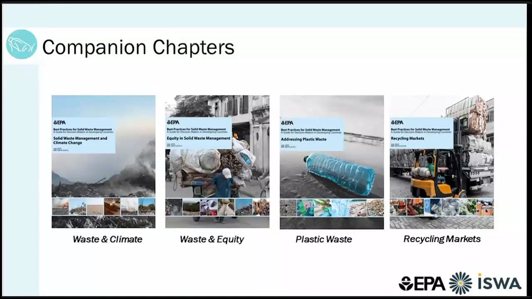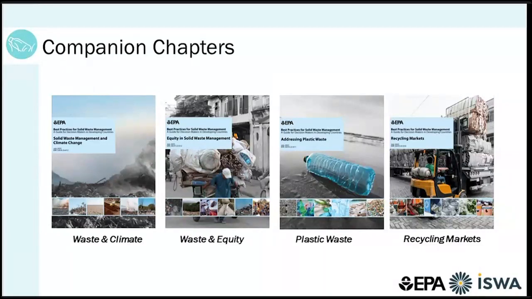Solid waste management and climate change chapter discusses how solid waste contributes to climate change, best practices to reduce emissions from waste, and also how climate change impacts solid waste management, and it provides strategies for building a climate resilient solid waste management system. Our recycling markets chapter summarizes the benefits, challenges, and best practices for cities to identify and facilitate recycling market development when planning and implementing recycling programs.